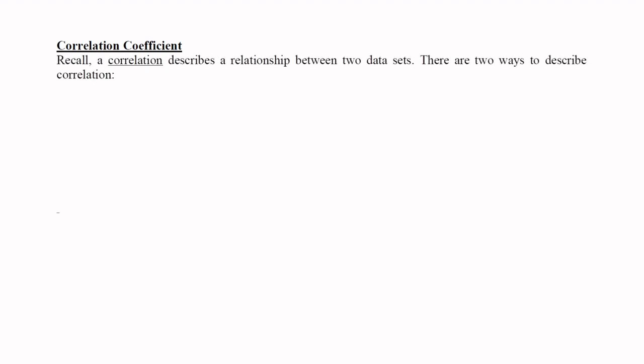Recall, a correlation describes a relationship between two data sets. There are two ways to describe correlation. You can describe it by its trend, which would be positive, negative, or no correlation, and you can describe it by its strength, either perfect, strong, or weak.